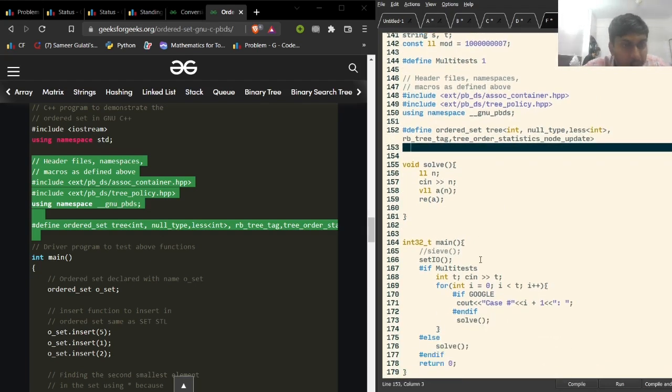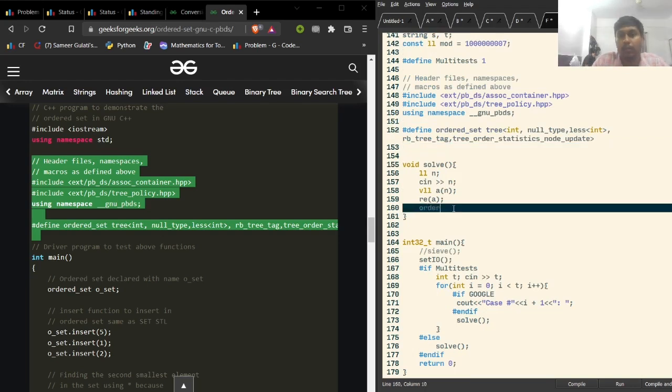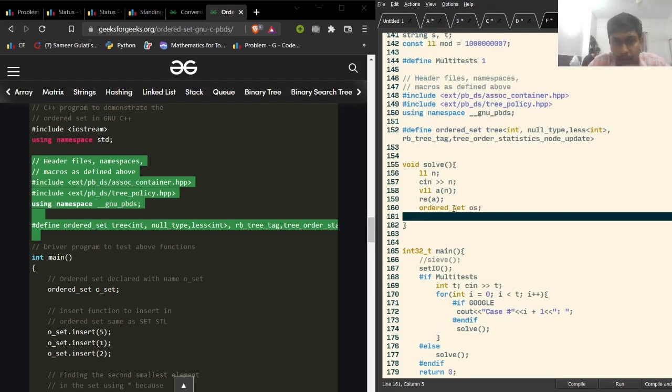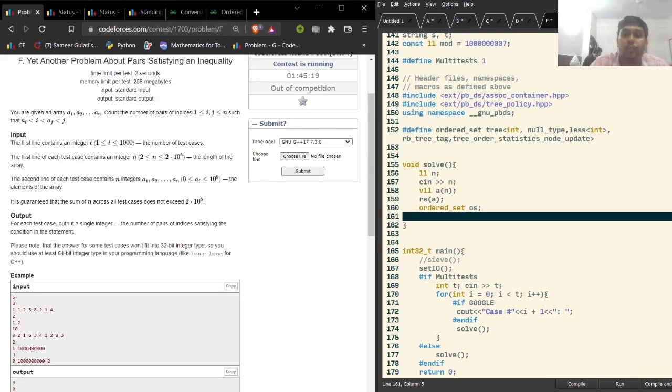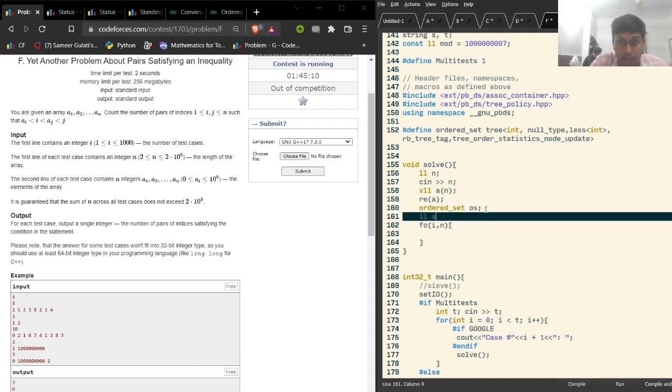Why does it say ordered set tree? Okay, let's go. Ordered set. Let's just call it OS. And what would we do? Where is the problem? Okay, let's go. For i in range. Okay, yes. Let's store the answer in a long.